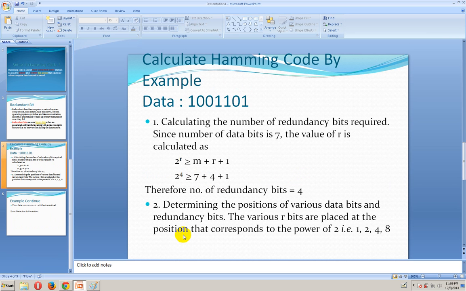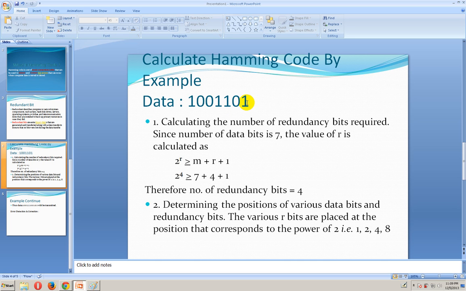Now let's move to how to calculate the Hamming code. I will show you guys by example. Let's say we have the data 1001101. So how many bits are there? 1 2 3 4 5 6 7. That means this is 7-bit data.